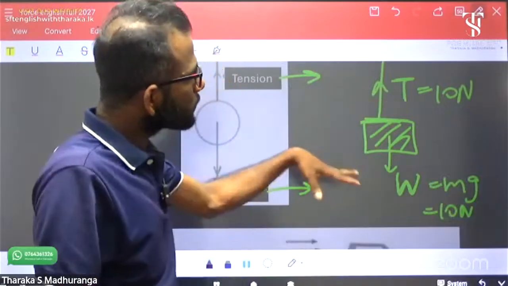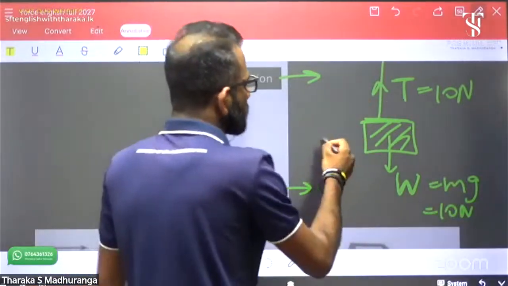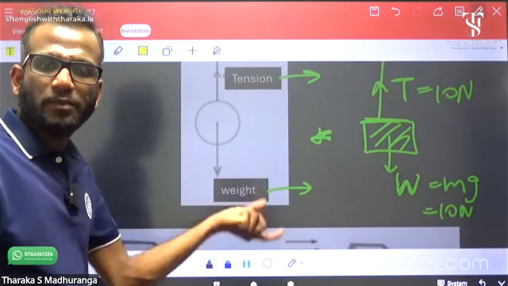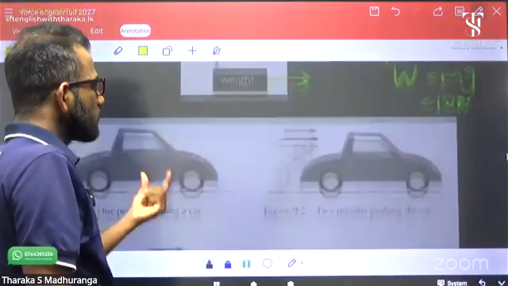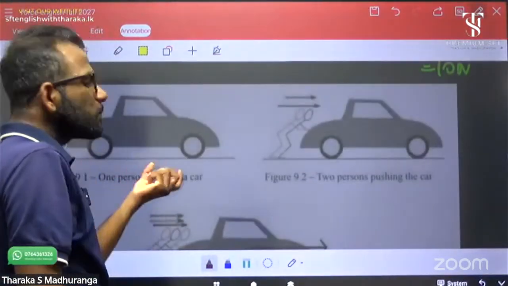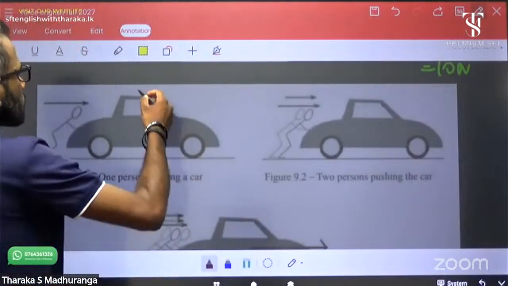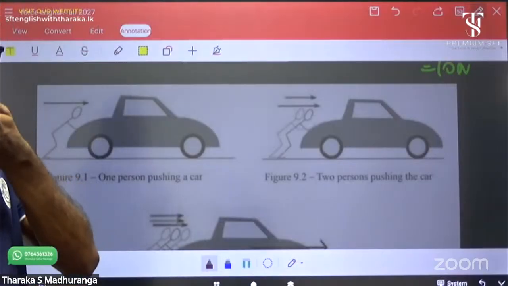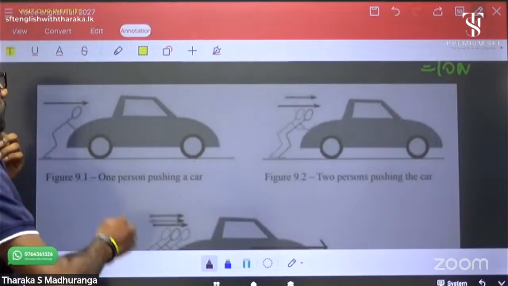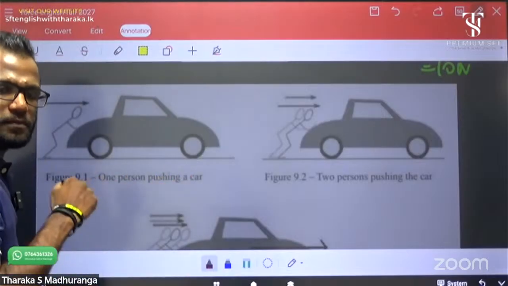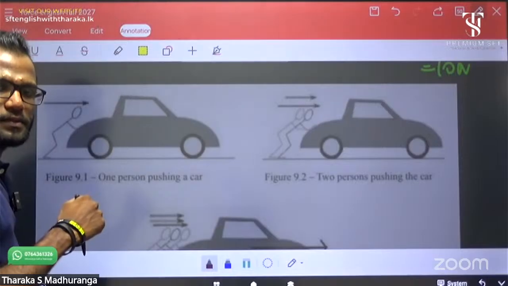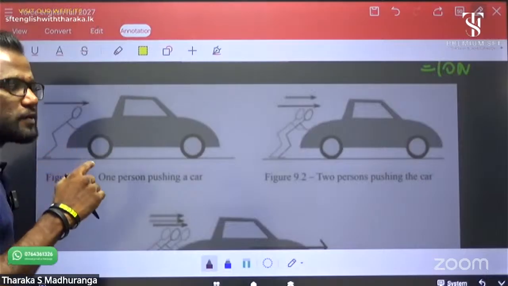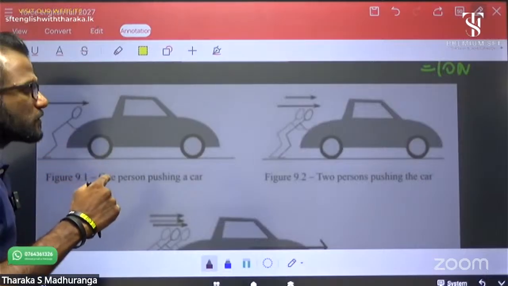Okay, now is it a force system or not? Yes, it is a force system. What's the reason? It has two forces acting on the same object. What else? There are other examples. Only one person pushing a car. Is it a force system? Yes or no? One person pushing a car. Is it a force system or not?